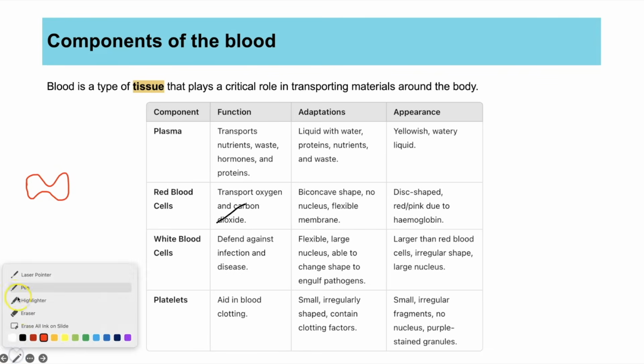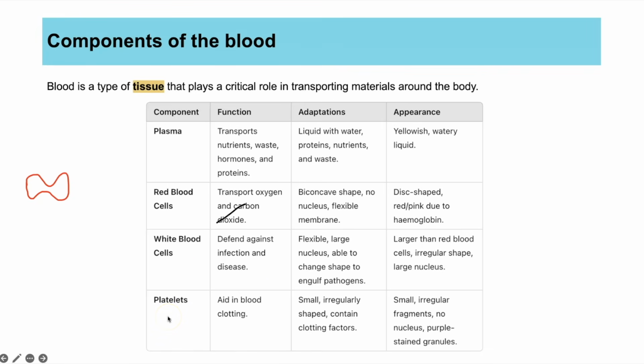We also have white blood cells. You learn more about this in the infectious disease topic 3, but they are larger than red blood cells, irregular in shape, they're flexible, they can surround and engulf pathogens, but their main role is to defend the body against infection and disease. So it could be making antibodies, antitoxins, or engulfing pathogens.